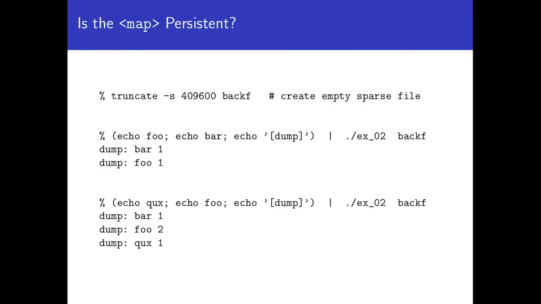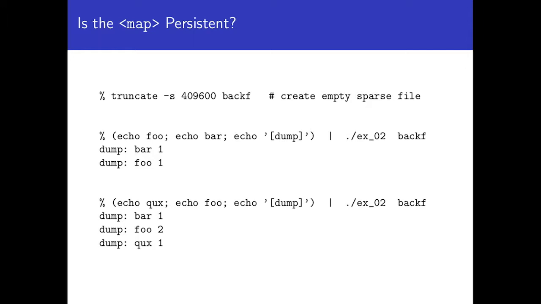Is it really persistent? Here are some command lines to find out whether that's true or not. We're going to use a command line utility, truncate, to create a backing file that is initially a sparse file. Logically, it's just a bunch of zeros. Its size is a multiple of the system page size. It's 4K. It's usually convenient to do that. We're going to activate our example program the first time, direct its attention to the backing file on the command line, and feed it a couple of words. Foo, bar, then we're going to tell it to dump its contents. And lo and behold, it remembers the words that it has just seen. No big deal. That's not impressive.